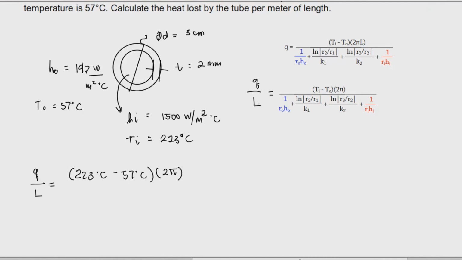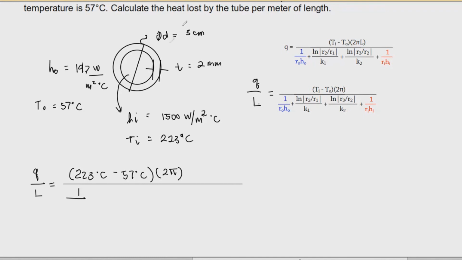So we'll be dividing this by, let's have some long line. So we'll be dividing this with 1 over R_o h_o, 1 over R sub O H O. So that means that I need to take the outer radius and then also the outside heat transfer coefficient.